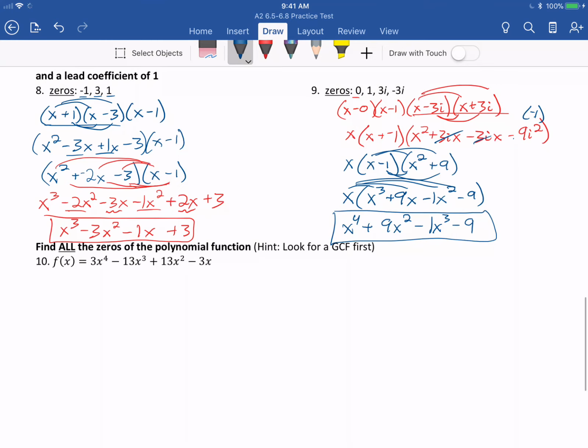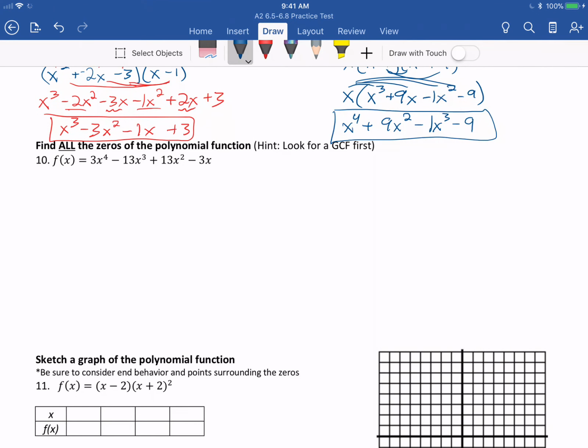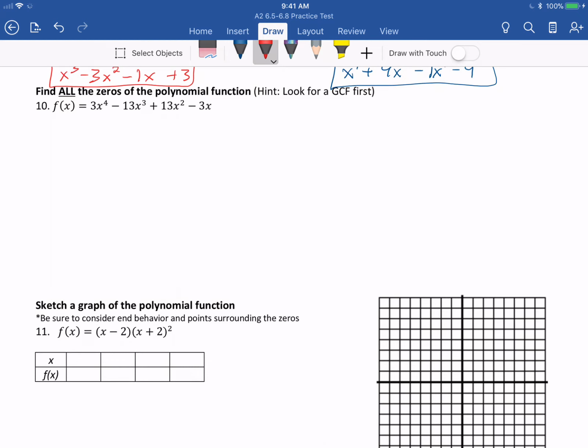All right, so now the last one I have to find all these zeros is number 10. Then we jump into 11 and graphing. To find all the zeros, remember we like to try 1 first. So let's try 1 first, see if we get a 0 here. And I want you to be careful here. Number 10 is that we have an x to the 4th. So how many answers should I get? 4 answers in the end. And it says here, look for a GCF first.